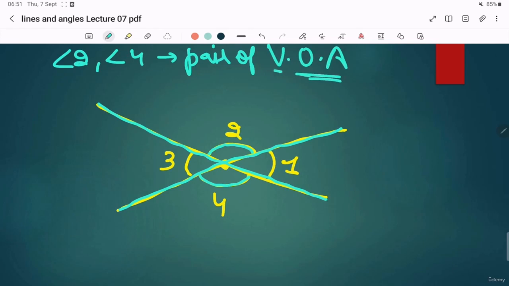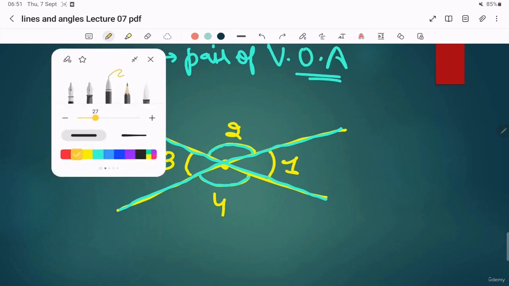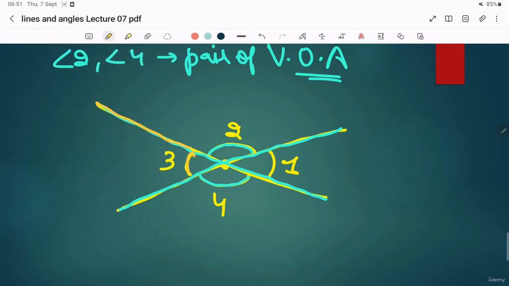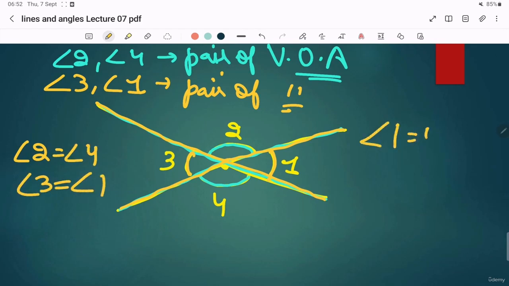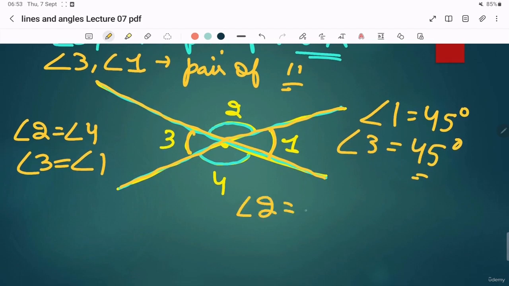VOA stands for vertically opposite angle. And this is angle 3 and this is angle 1. Angle 3 and angle 1 are another pair of vertically opposite angles. Vertically opposite angles are equal, therefore angle 2 is equal to angle 4 and angle 3 is equal to angle 1. Let's say if angle 1 is 45 degrees, then angle 3 is also 45 degrees. If angle 2 is 135 degrees, then angle 4 is also 135 degrees.